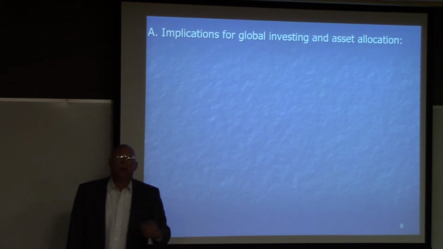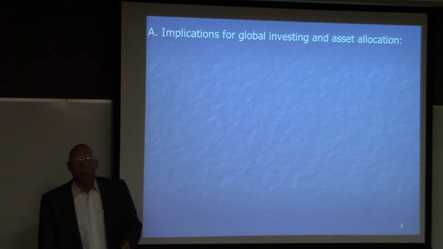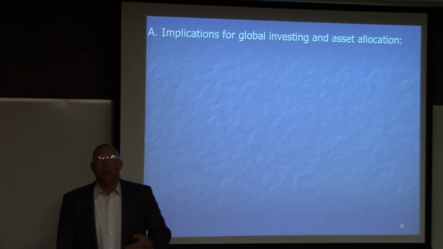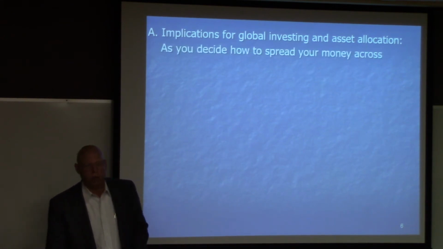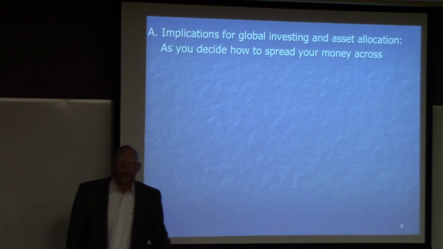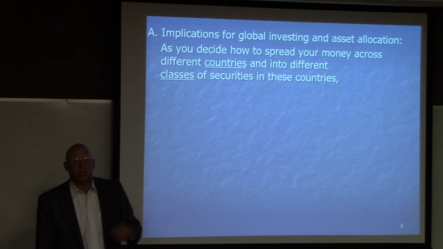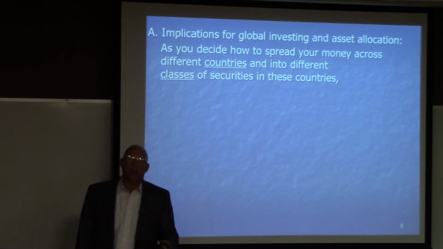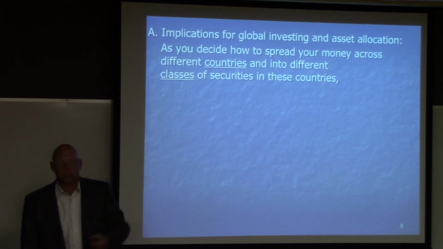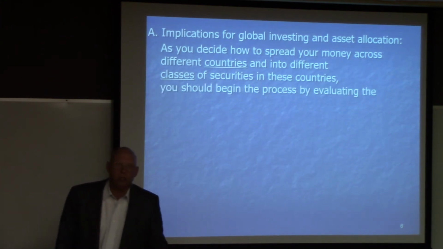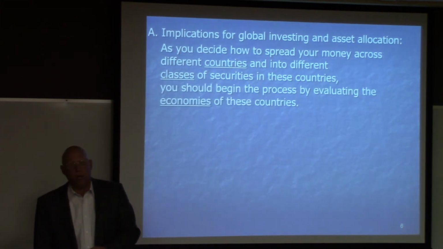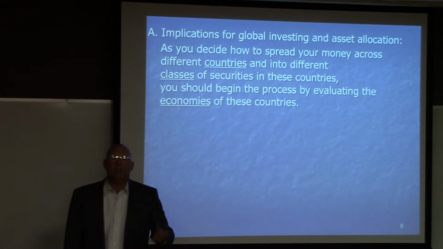All right, so what are the implications for global investing and for asset allocation if you do top-down investing? Okay, as you decide how to spread your money across different countries and into different classes of securities in these countries, stocks, bonds, commodities, in different countries, different systems, you should begin the process by evaluating the economies of these countries.